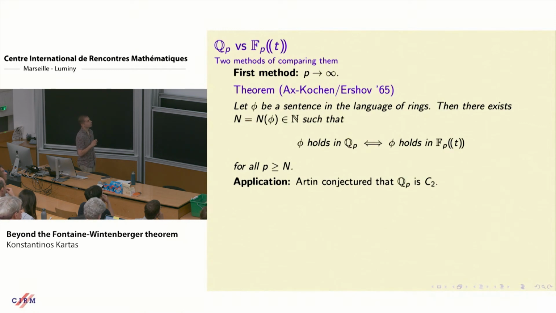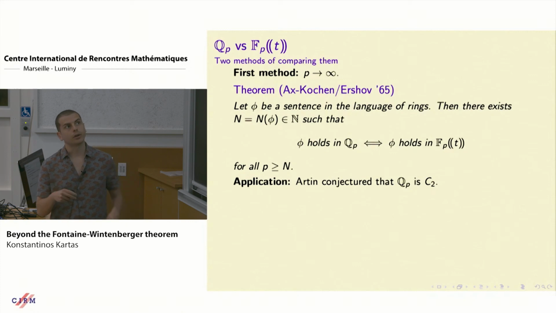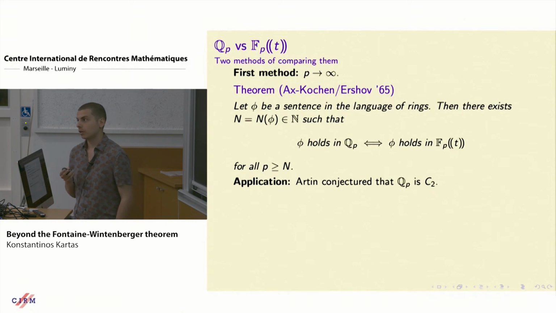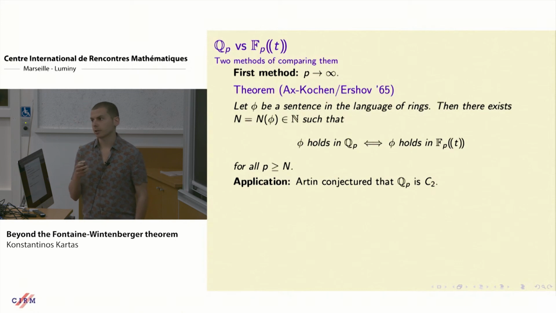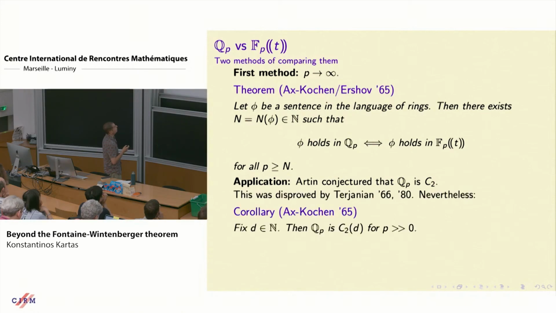So Artin had conjectured that Qp is a C2 field. So just to remind you, a field is called C2 if whenever you have a degree d hypersurface in d squared dimensional projective space, then you have a rational point. So Artin conjectured that this is the case for Qp, but we learned that the truth is a bit more complicated. Terjanian provided counterexamples in 1966 for p equals 2 and for general p in the 80s.